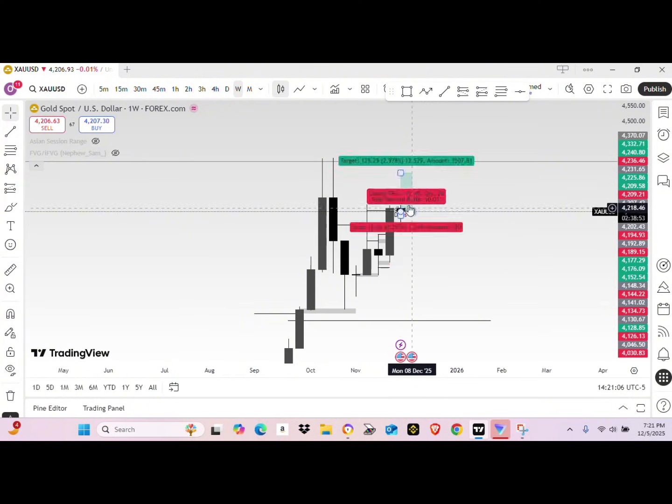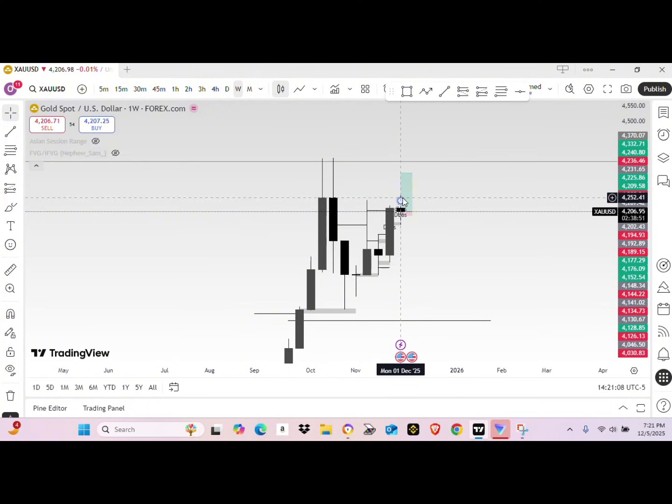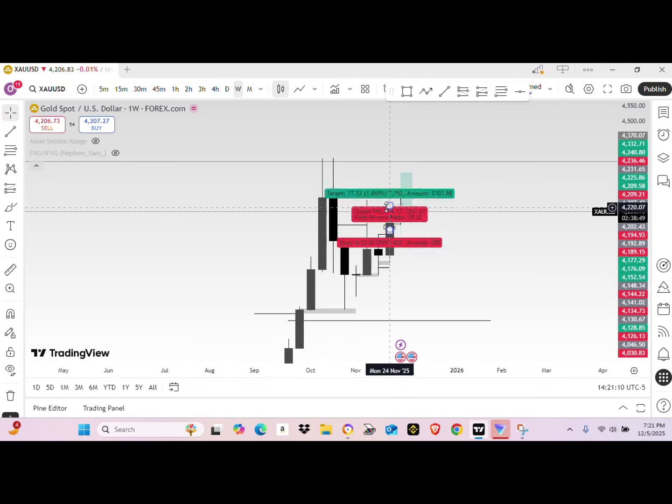The week to be a level. So I mark the body, right? So where the body ends is what I call resistance or support, depending on the direction the market is facing at that particular time, whether it's bullish or bearish, right?